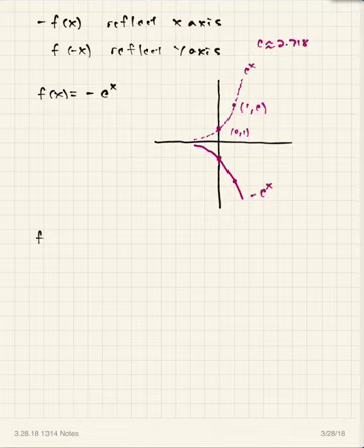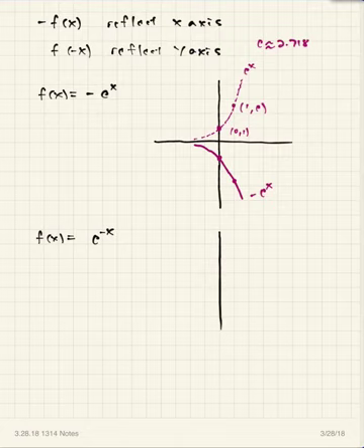All right, and then we have f of x equals e to the negative x. If you stick a negative sign in front of the x, not in front of the function but in front of the x, now you're changing the sign of the x values, and this is a reflection around the y-axis.